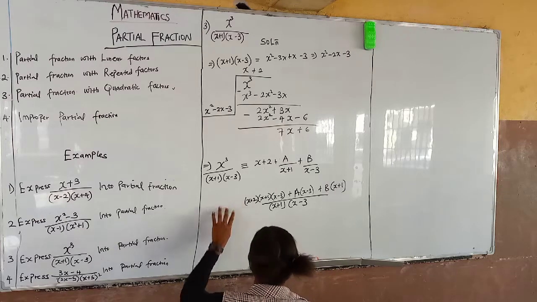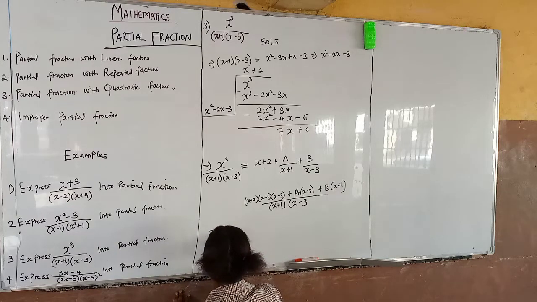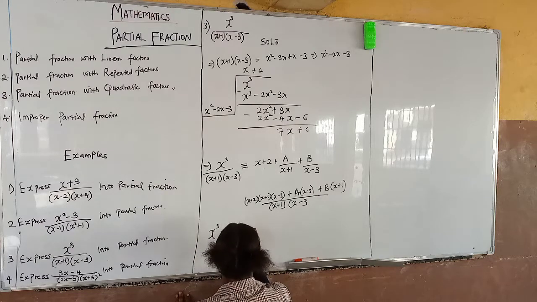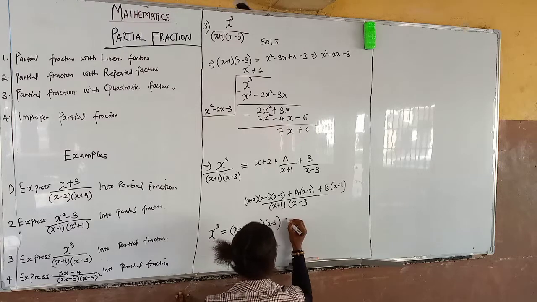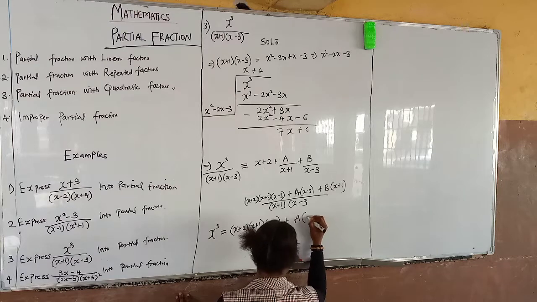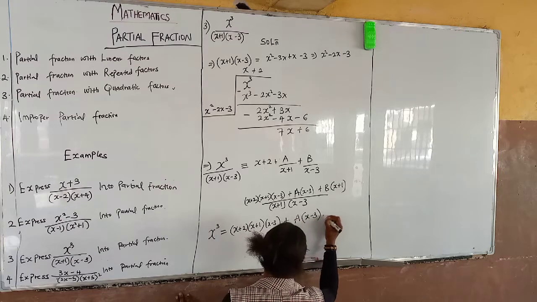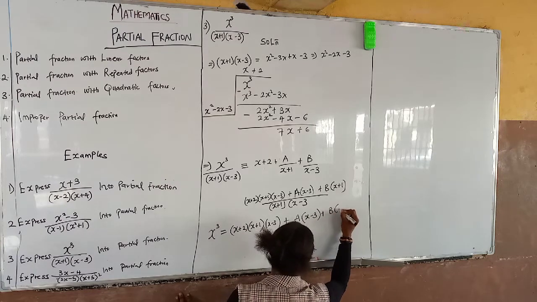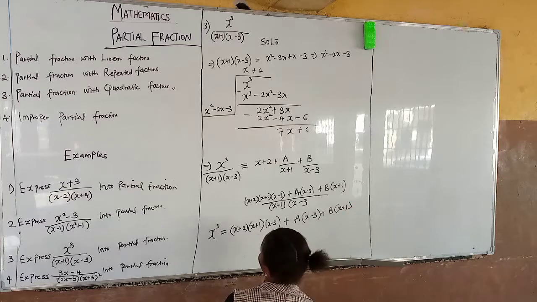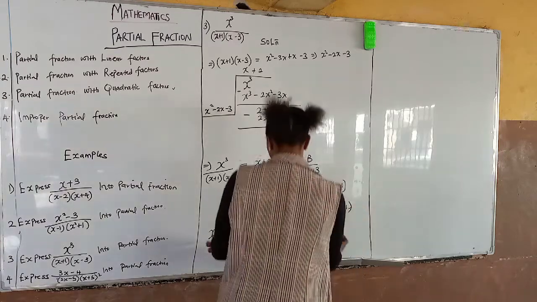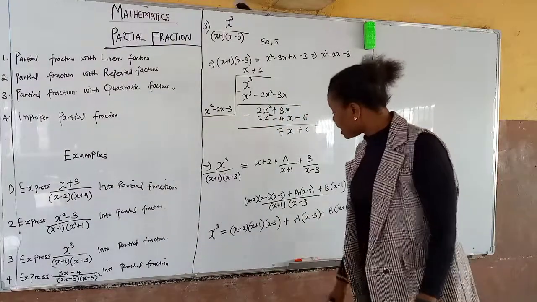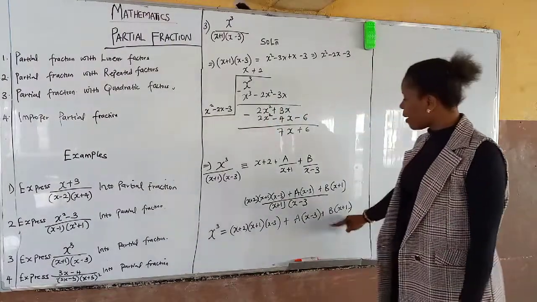So for this equivalent sign that is here, to change to equality sign, we equate it so that we have x cubed equal to what? x plus 2, x plus 1, x minus 3 plus a into x minus 3 plus b into what? x plus 1. So the next thing we are going to do, we are going to use elimination method so that we get the value of our a and b.